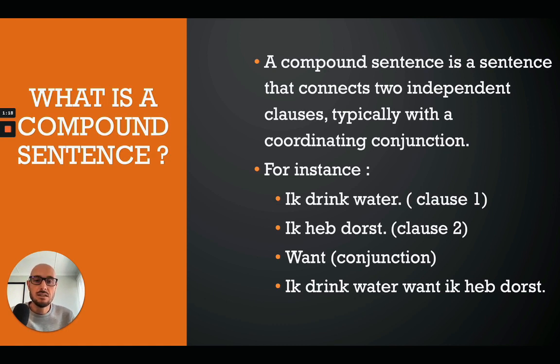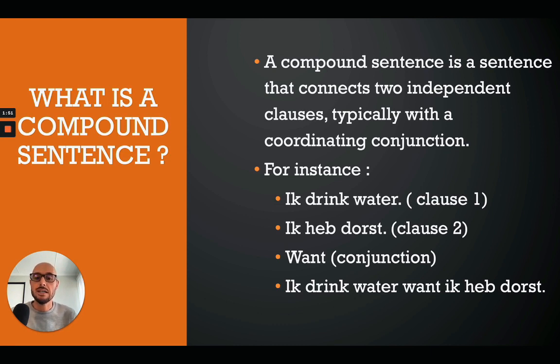Now, as you can see underneath, there is an example. The first clause is "ik drink water", which is a sentence, and then "ik heb dorst". That's another sentence, another clause. And then you have "want". Want is the conjunction. Now, what is a conjunction? A conjunction is a word which is going to connect two clauses. In this case, number one, "ik drink water", I drink water, and the second one, "ik heb dorst", I am thirsty.